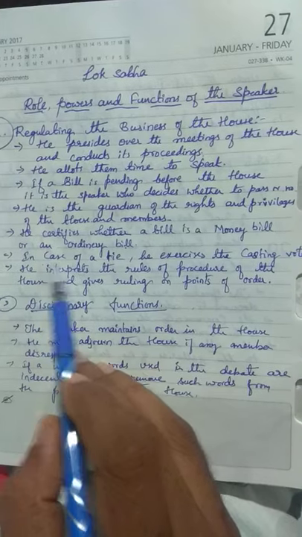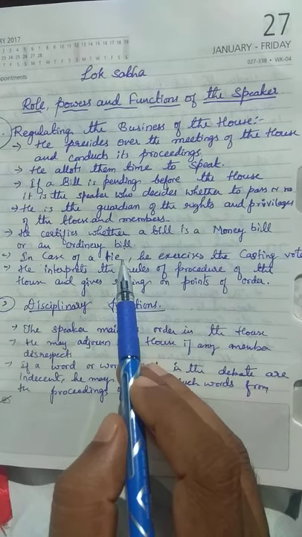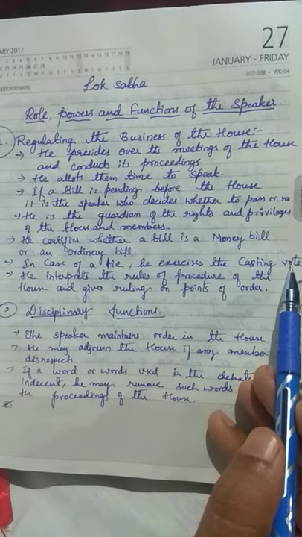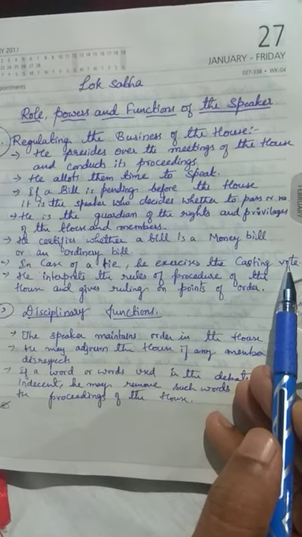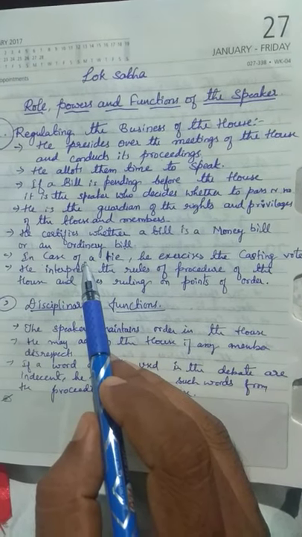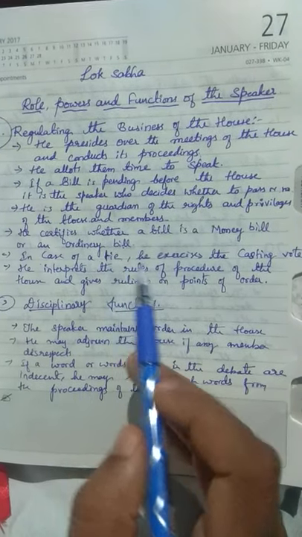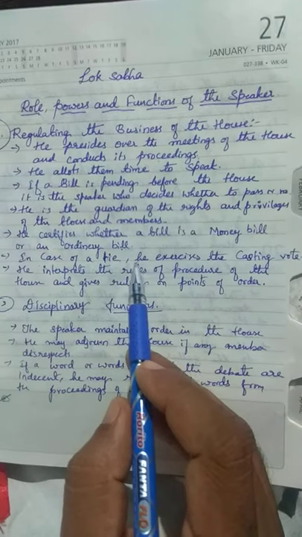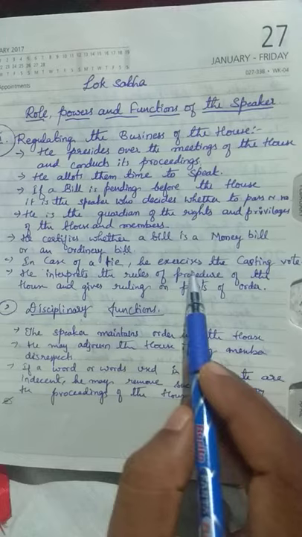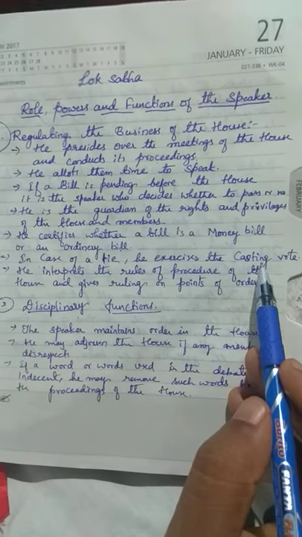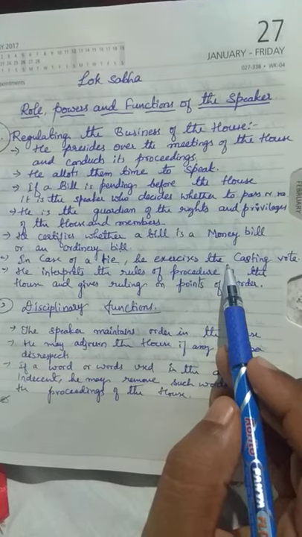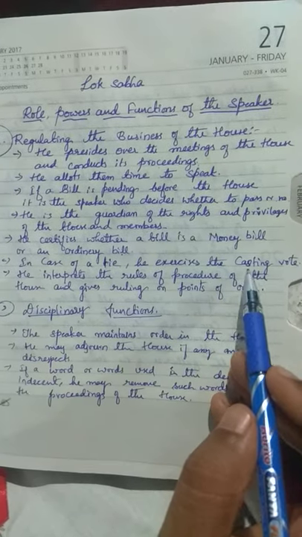Next one, in a case of a tie in the voting, he exercises the casting vote in the Lok Sabha. Whenever there is a voting in the House, if the voting turns into a tie, then the speaker casts his vote on any of the parties.